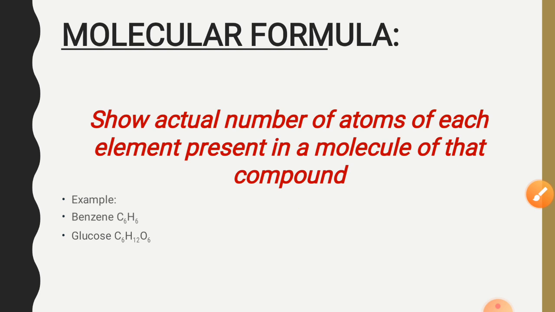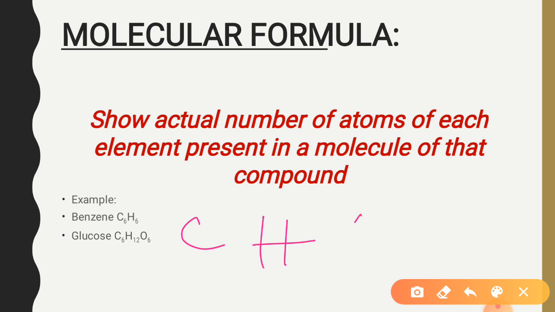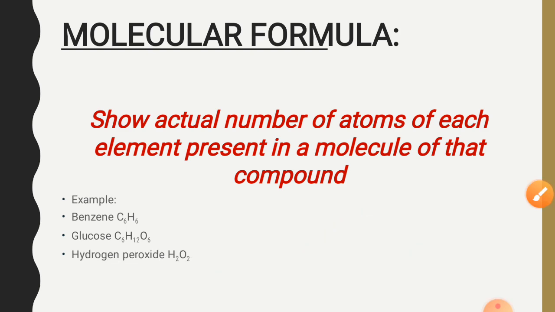Glucose, C6H12O6, 3 elements, carbon, hydrogen, oxygen. And now let's count its atoms: 6 atoms of carbon, 12 atoms of hydrogen and 6 atoms of oxygen. Hydrogen peroxide, H2O2.